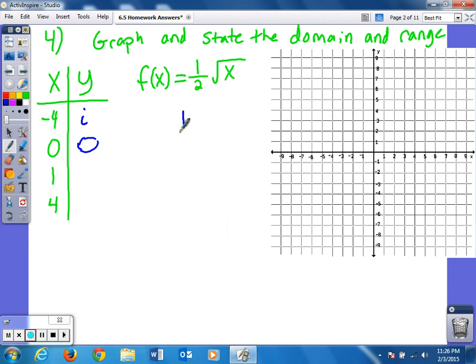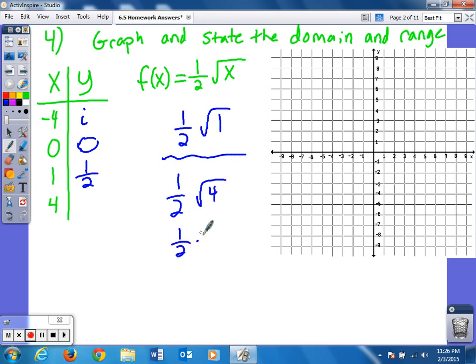Let's plug in 1. So that'll be 1/2 times the square root of 1. Square root of 1 is 1, so that's going to give us 1/2. If we plug in 4, that's 1/2 times the square root of 4, which is 1/2 times 2, which is 1. Let's plot those 3 points. We have (0, 0), (1, 1/2), and (4, 1). So it'll grow up real slowly like that.